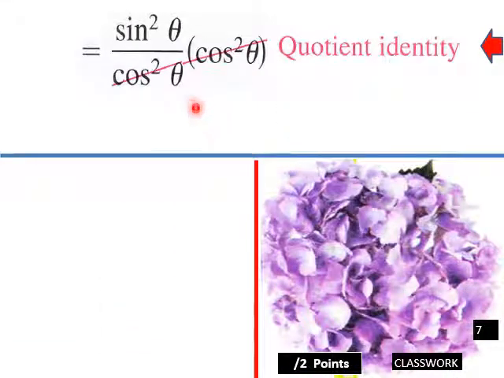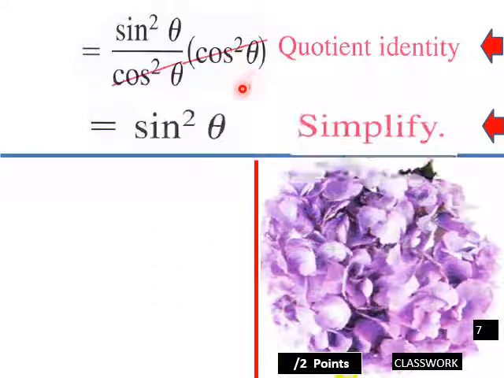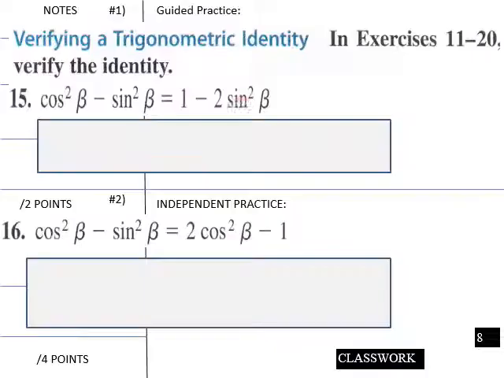Okay, moving on into here, we have sine squared theta over cosine squared theta times cosine squared theta. These will cancel out, and then you end up with sine squared theta, which is your simplified solution there.